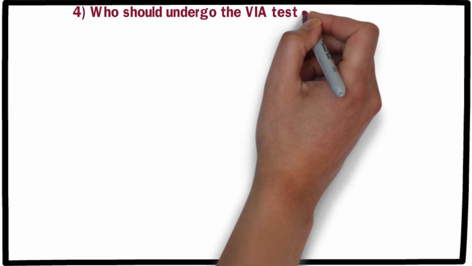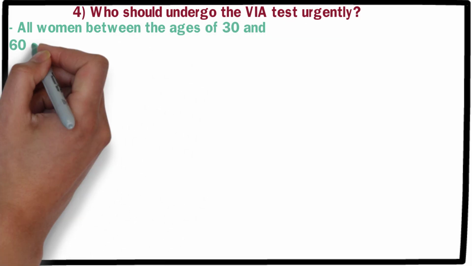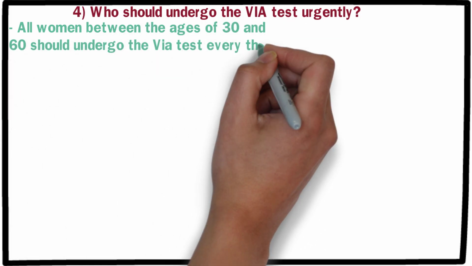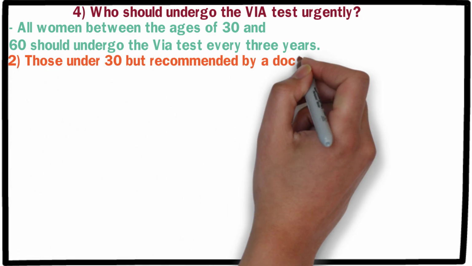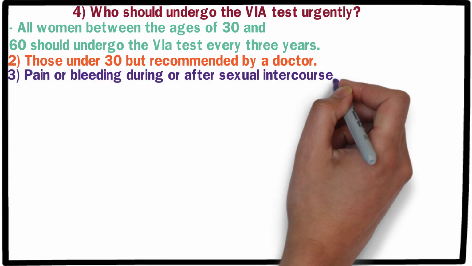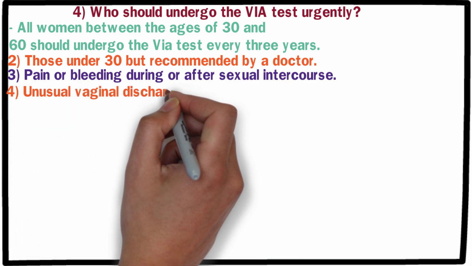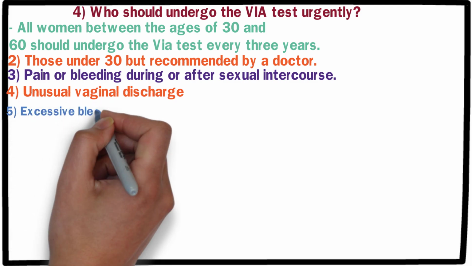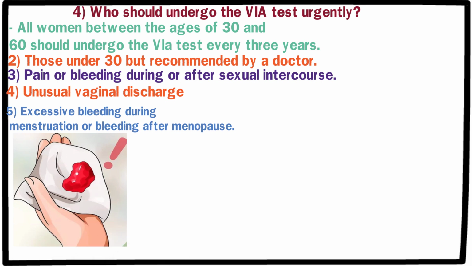Who should undergo the VIA test urgently? According to the World Health Organization, all women between the ages of 30 and 60 should undergo the VIA test every 3 years. Those under 30 but recommended by a doctor. Individuals experiencing pain or bleeding during or after sexual intercourse. Excessive and unusual vaginal discharge, bloody discharge, or foul-smelling discharge. Excessive bleeding during menstruation, or bleeding after menopause. Pain in the pelvic area.